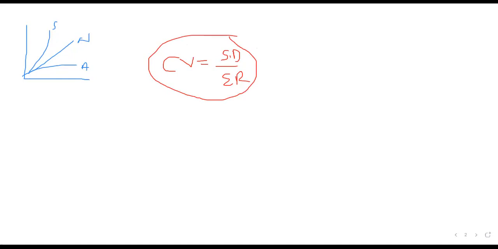Any other questions? Are we following? So this is very important. So the higher the CV, the higher the what? The risk. The lower the CV, the lower the risk. So, any other questions before we end?